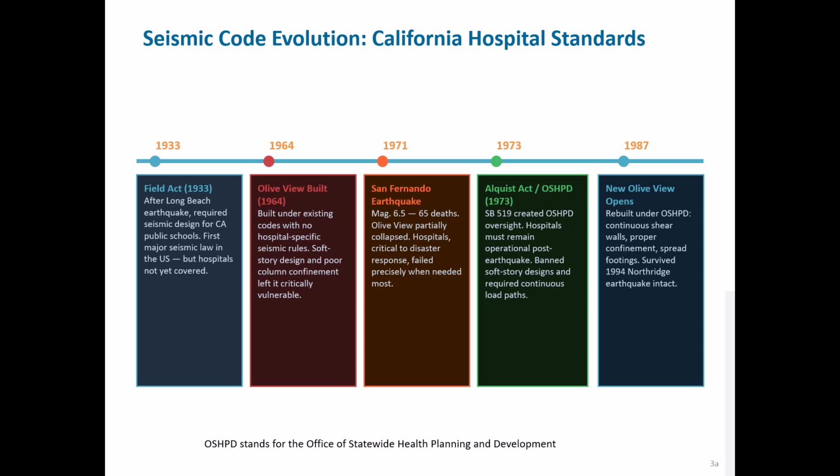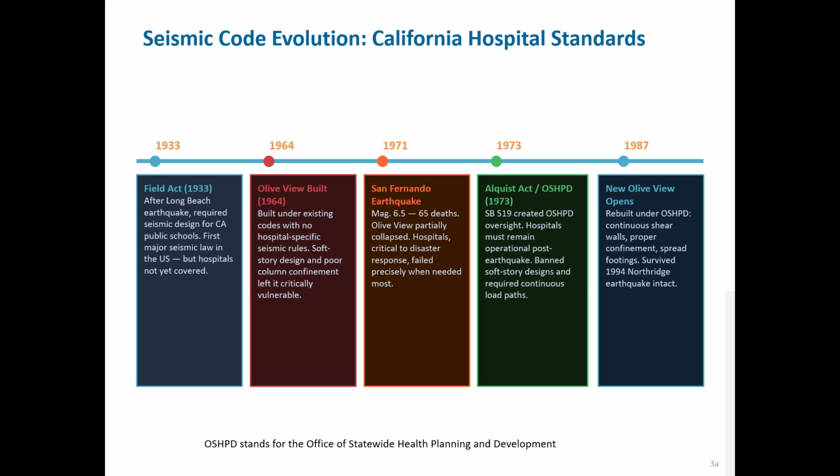So there's an acronym here, OSHPD, the Office of Statewide Health Planning and Development of California. And the Alquist Act of 1973 created this oversight. So hospitals must remain operational post-earthquake, with advanced soft story designs, and required continuous load paths.